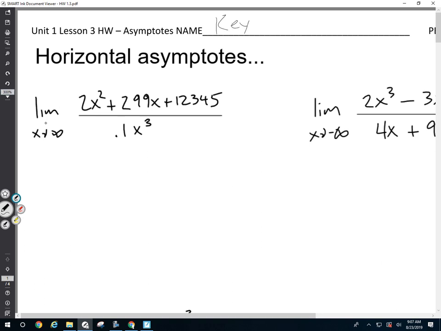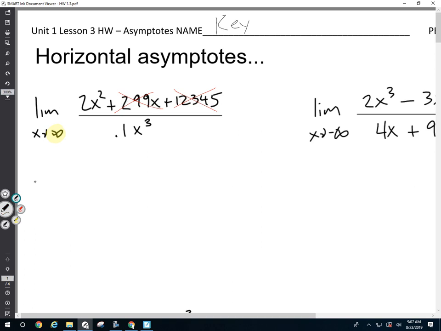Okay, first thing I'm going to look at, I am plugging in infinity into this function. I'm plugging in very, very large numbers. And I've talked to you about this, and go watch the video again for why you are able to cross off 299x and 12,345. Because it'll be like adding very, very small decimals to a very large number, because 2x squared grows the fastest.